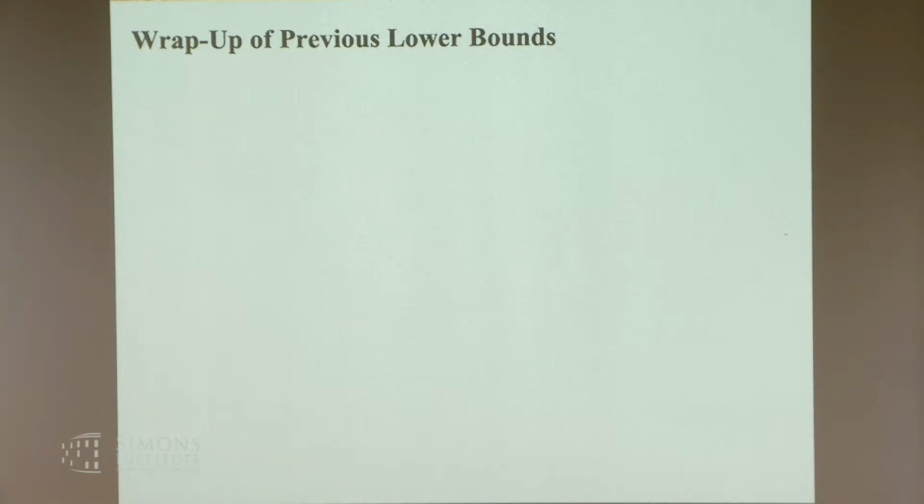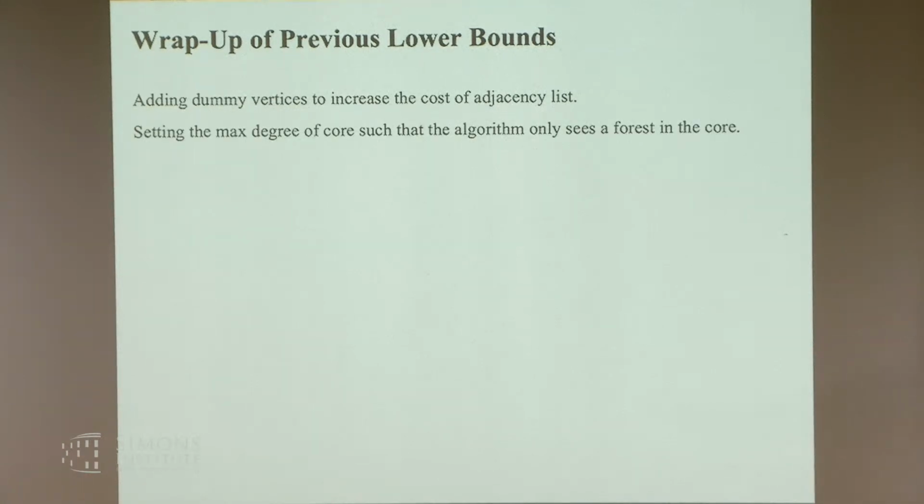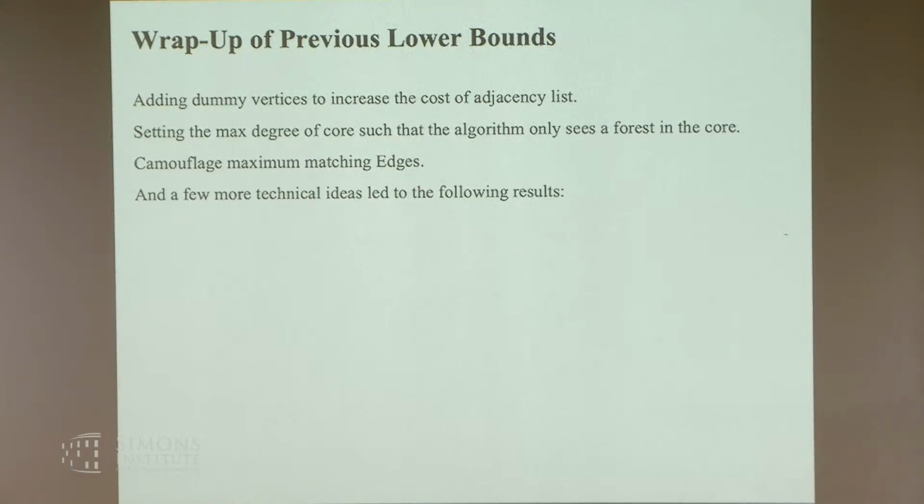So I'm going to wrap up the previous ideas. We add dummy vertices to increase the cost of the adjacency list queries. We also set the max degree of the core construction small enough to prove that the algorithm doesn't see a cycle inside the core construction. And also, we hide some of the maximum matching edges. And we use some more ideas like correlation decay and coupling to show that these subgraphs are going to be similar in our yes case and no case.